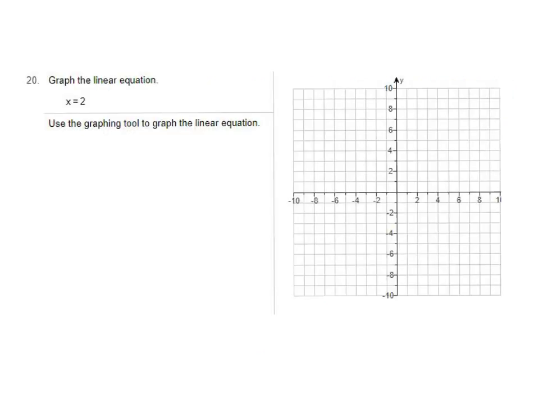Here we go, graph of the linear equation. We should know that vertical lines have undefined slope because all the x values are the same. If we go over to where x is equal to 2, we're then going to be able to draw a line that gives us that x is equal to 2.